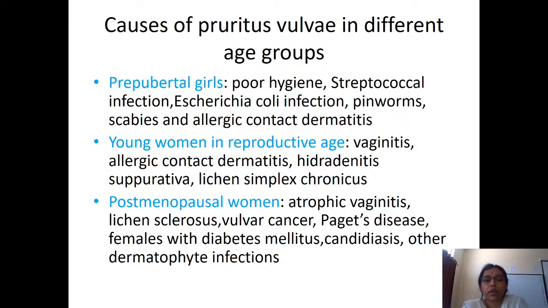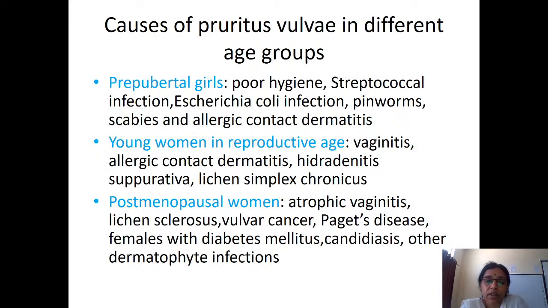So in prepubertal girls we need to think of these causes, whereas in young women in the reproductive age group, mostly because these women belong to the reproductive age group, they are more prone to STIs and then vaginitis. So either a trichomonas vaginitis especially, or because of the usage of certain products, it can be allergic contact dermatitis, and even lichen simplex chronicus and hidradenitis suppurativa tend to be common in women of this age group.